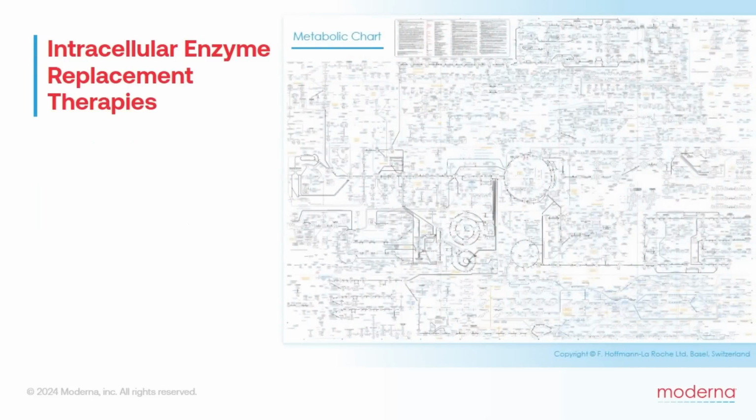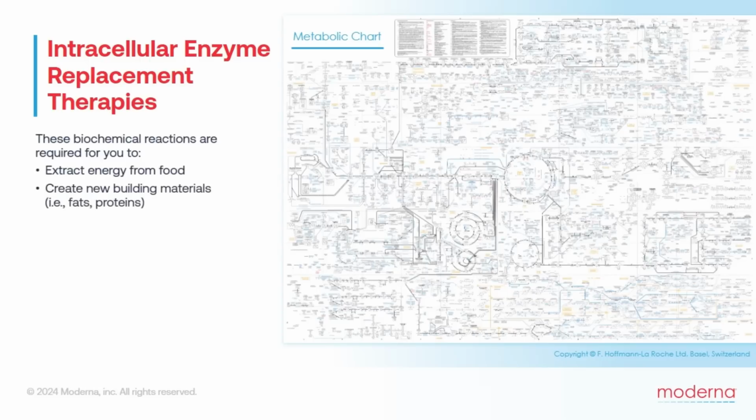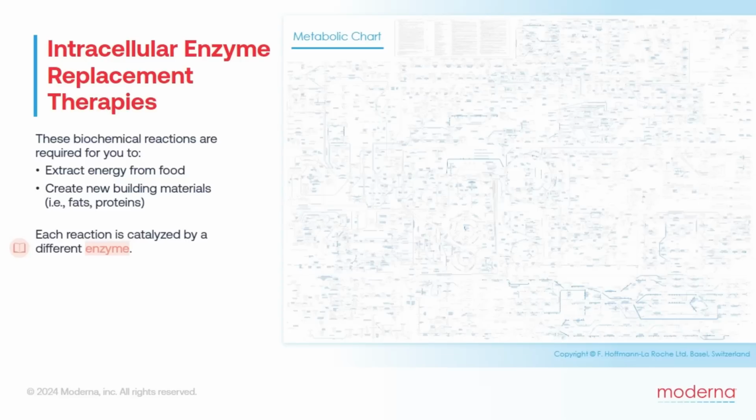In the very first module, I showed you this metabolic chart which details all of the biochemical reactions happening inside of you right now to keep you alive and well. Many of these reactions are required for you to extract energy from food, while others enable your cells to create new building materials like fats and proteins. If you remember, each one of these reactions is mediated or catalyzed by a different protein, whose names appear here in blue beside each chemical reaction. These proteins that catalyze chemical reactions are called enzymes.